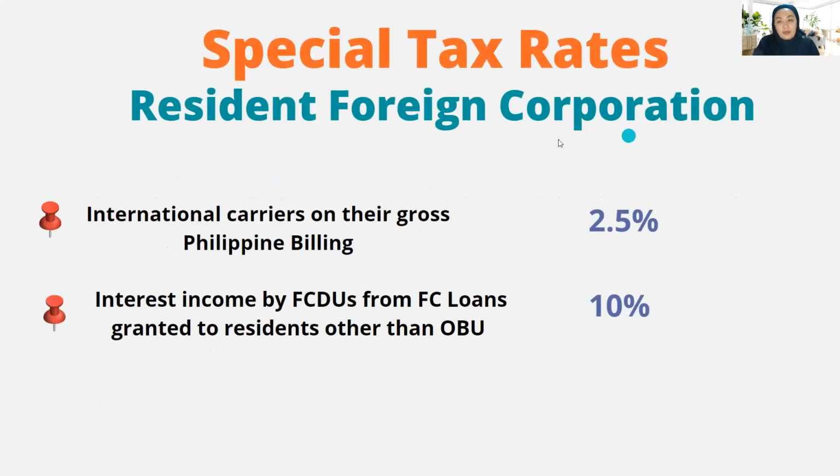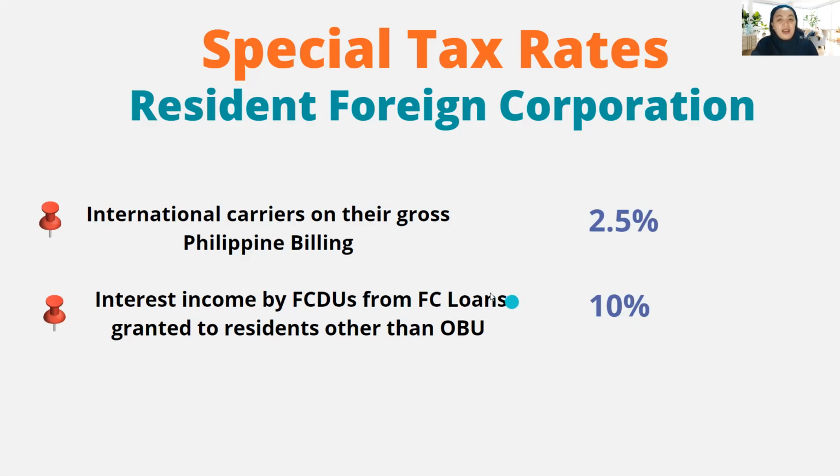okay, so aside from those headquarters of multinational corporations, there are special resident foreign corporations subject to special tax rates. So mas maliit, no? Obviously, it's 2.5% and 10%. So you just have to stick to your mind that if it's an international carrier, on their gross Philippine billing, it's 2.5%, okay? If it's naman an interest income by a foreign currency deposit unit from foreign currency loans granted to residents other than offshore banking units, then it's 10%.